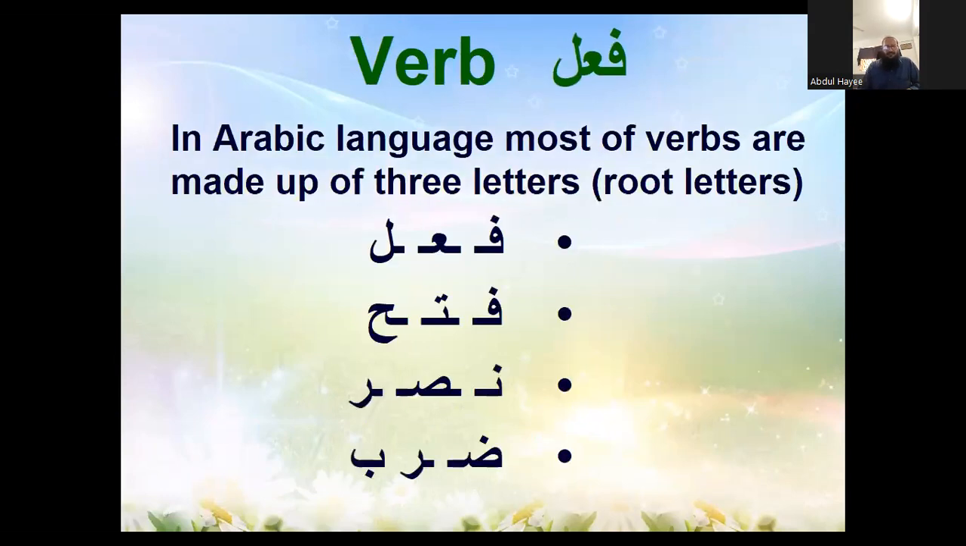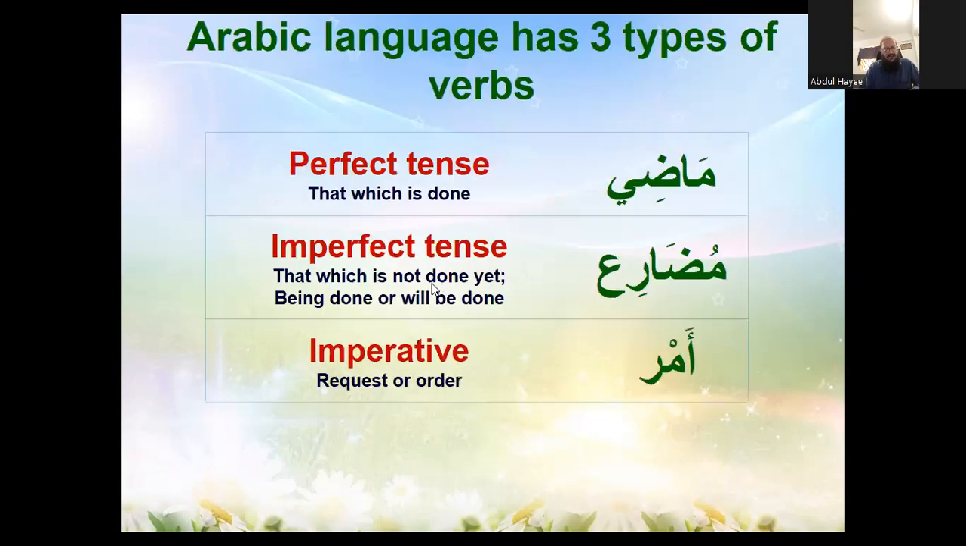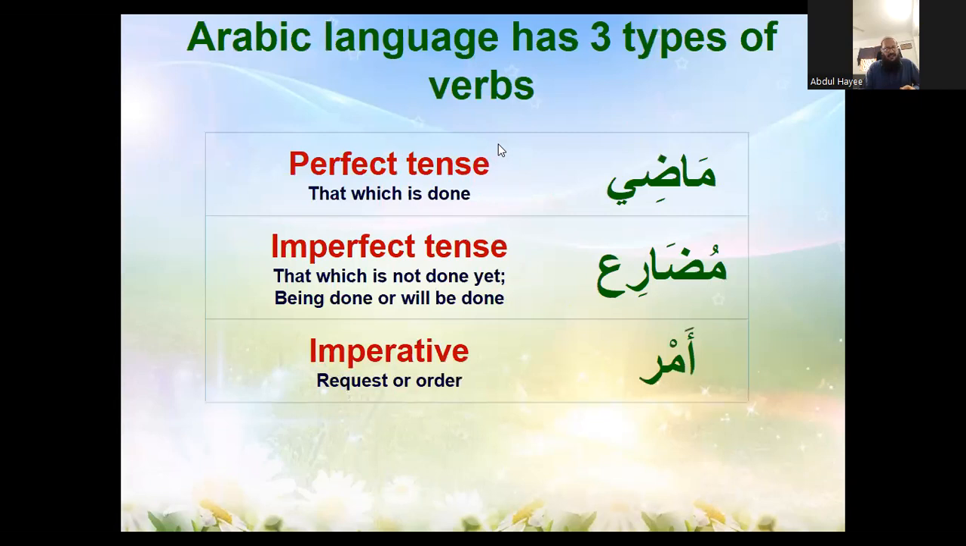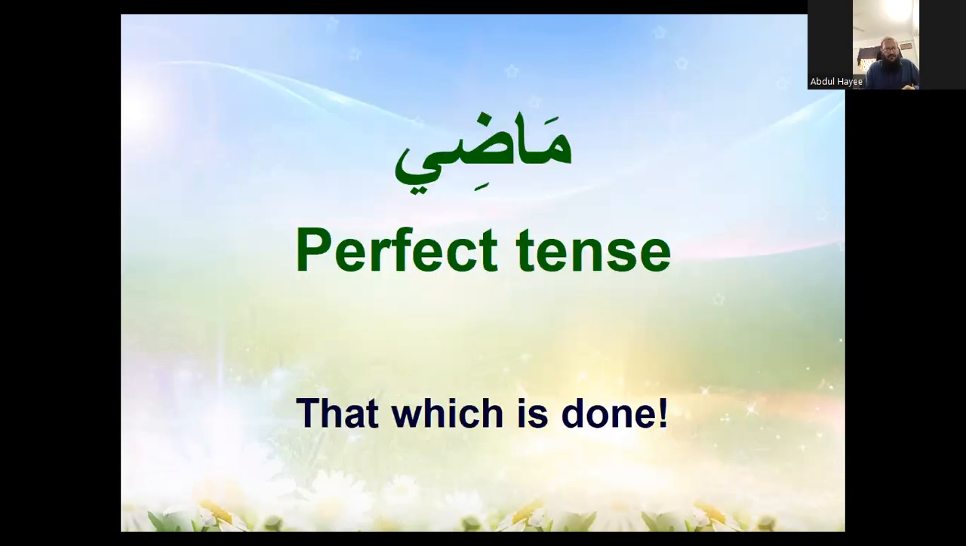Now we'll start with the verb. A verb is a word which has at least three letters, like fa, ain, lam, or fa, ta, ha, or it may have four letters like daraja. Then we say there are three types of tense: madi, the perfect tense, which is gone or done; mudari, the imperfect tense, which is going on or will happen; and amr, the imperative, which is a request or order.